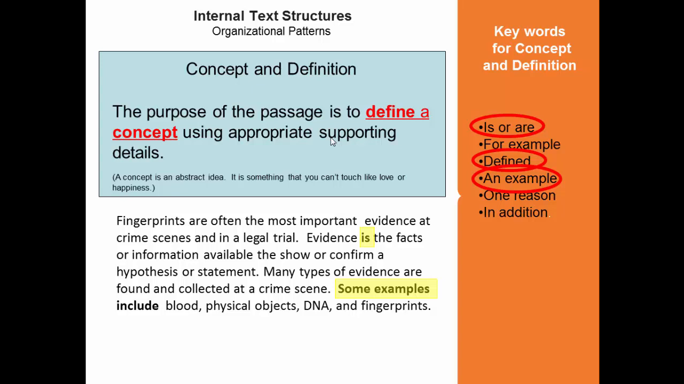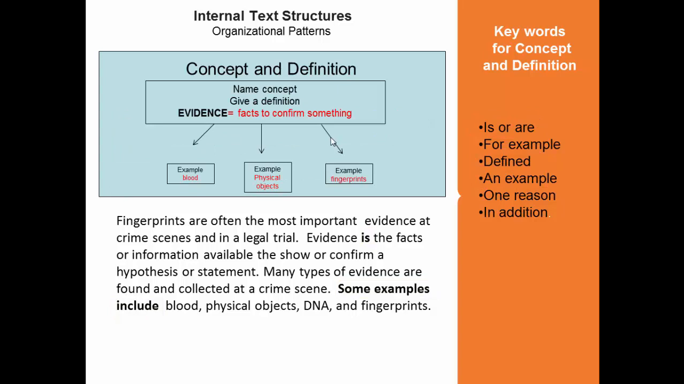Oh, but first, here's how you organize concept and definition paragraphs. At the beginning of the paragraph, you usually have the name of the concept and the definition. That's going to be at the beginning of the paragraph. Evidence are facts to confirm something. And then usually you'll have definitions following. Some examples to follow. Some examples are blood, physical objects, fingerprints. Okay, so that's the way you usually organize that paragraph.